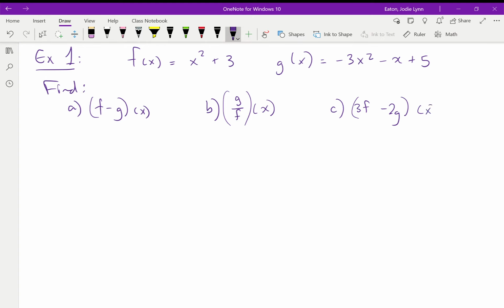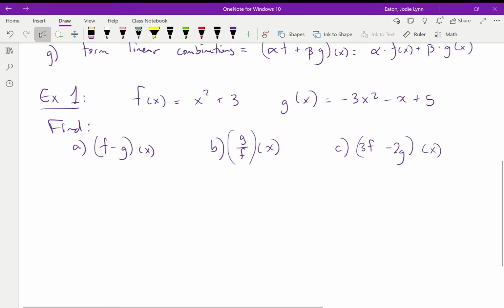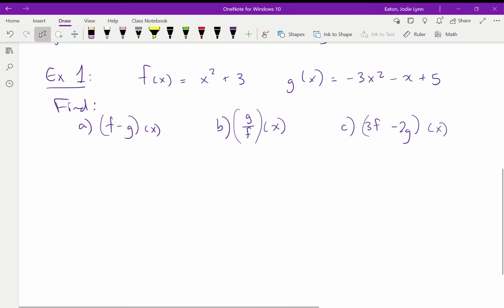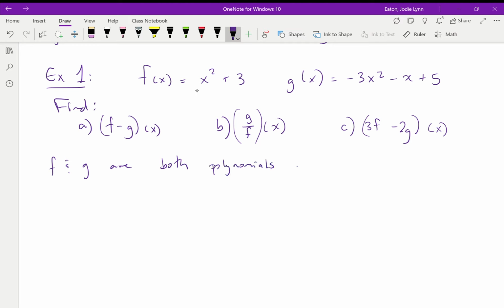Okay, so the first thing we're going to do is we're going to make sure that these have the same domain. We don't have to restrict them. They are both polynomials. So f and g are both polynomials. They have the same domain. We don't need to worry about restricting the domain. We don't need to worry about the range either. It's okay if they don't have the same range.